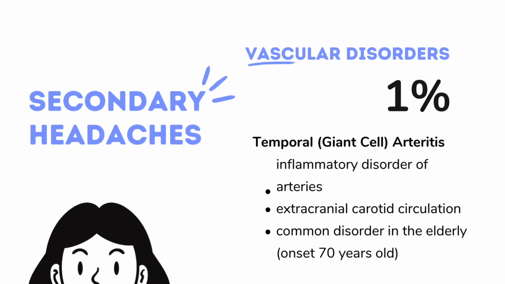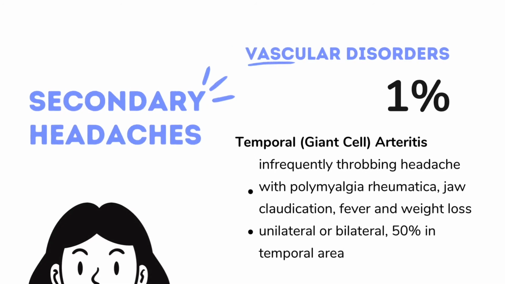An important disease in this etiology is the temporal or giant cell arteritis, which is an inflammatory disorder of arteries, affecting extracranial carotid circulation, and it is more common in the elderly with an onset age of 70. It is characterized by infrequent throbbing headache associated with polymyalgia rheumatica, jaw claudication, fever, and weight loss.